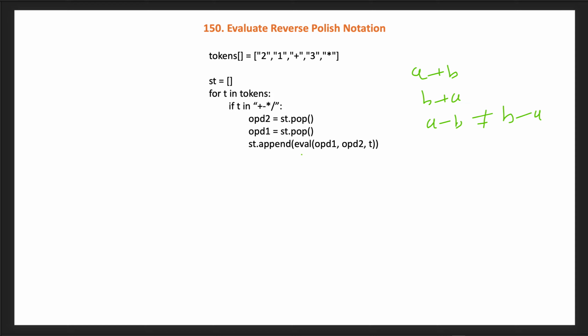So we will call an eval method, whose definition we will write. That eval method just applies the operator t in between operand 1 and operand 2. Now if our token is not an operator, then we just add it as an integer into the stack.